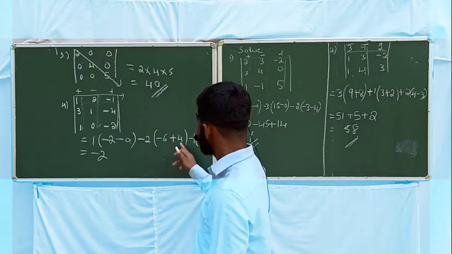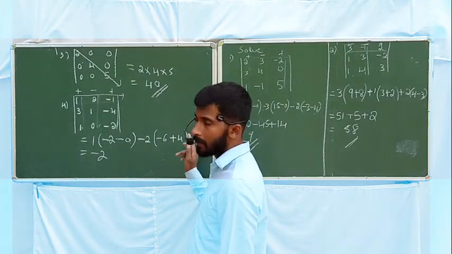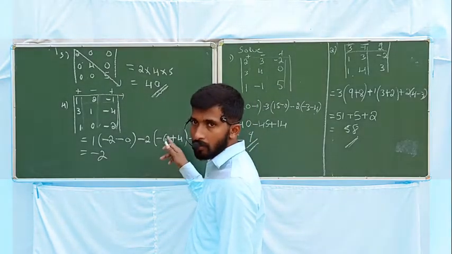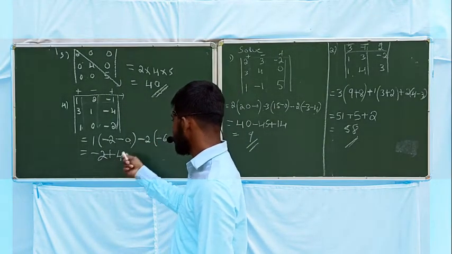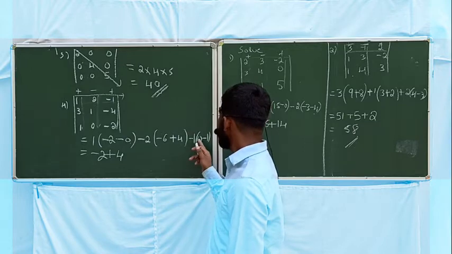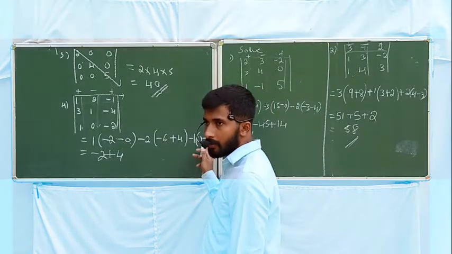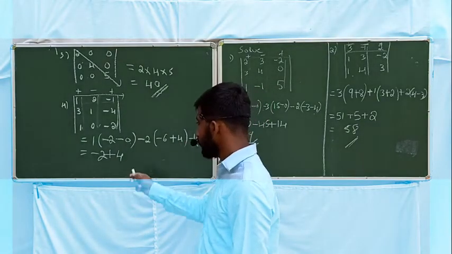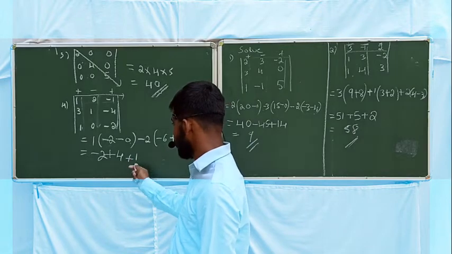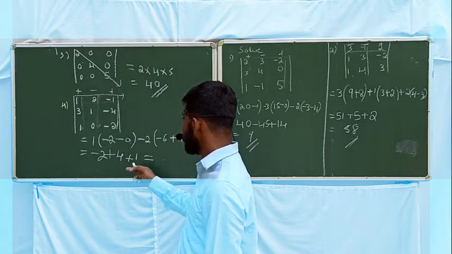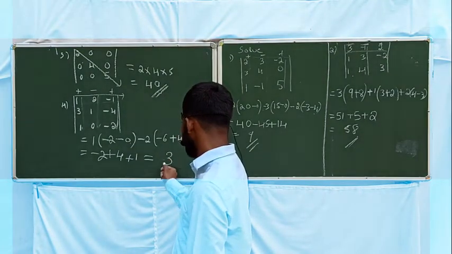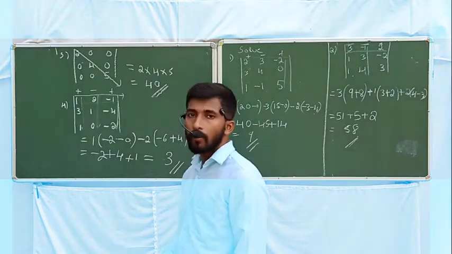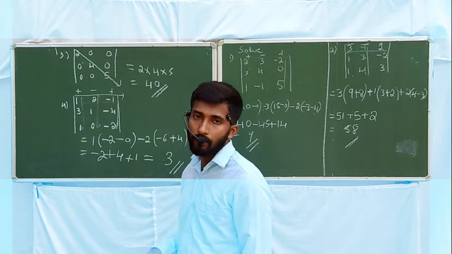Then minus 6 plus 4, its value is minus 2. Minus 2 into minus 2, its value is equal to plus 4. Then 0 minus 1 is minus 1. Minus 1 into minus 1, its value is equal to plus 1. In the next step, 4 plus 1, 5 minus 2, its value is equal to 3. Therefore, the value of the determinant is equal to 3.